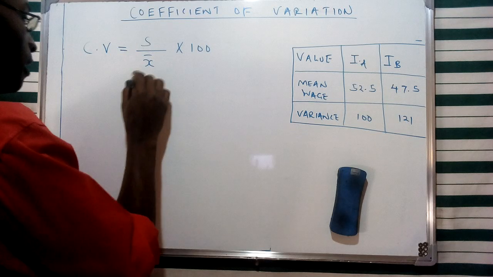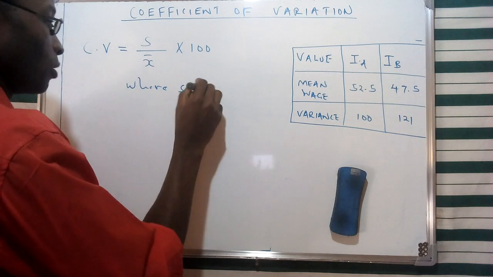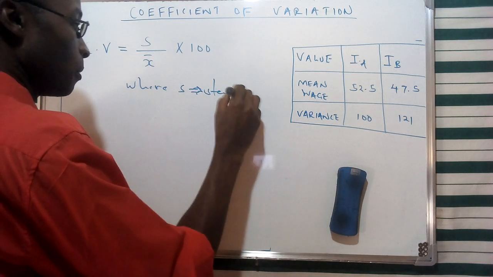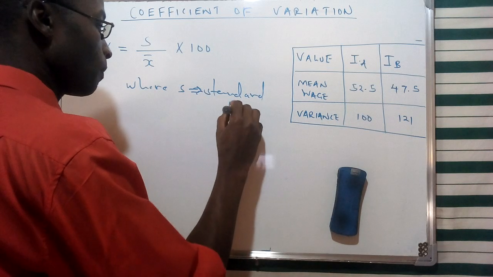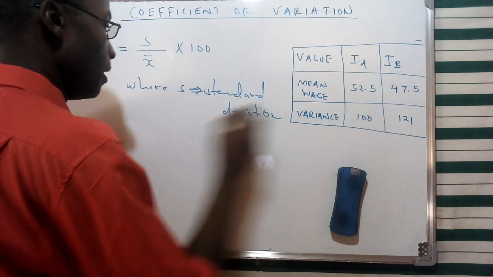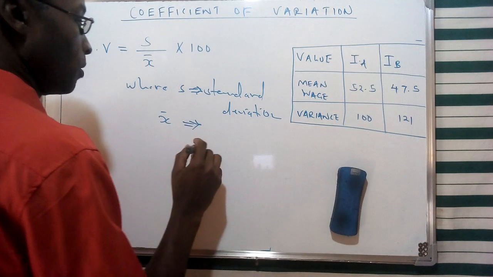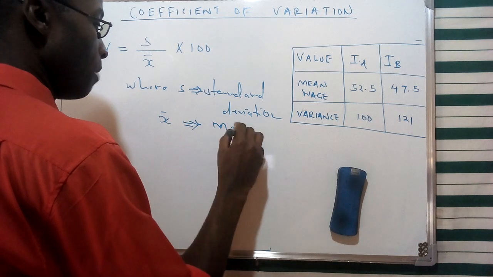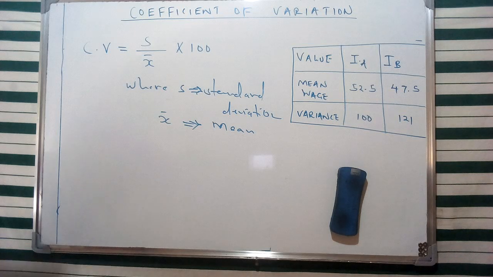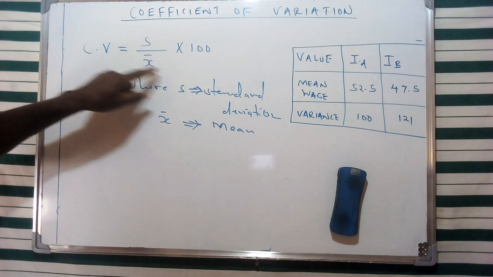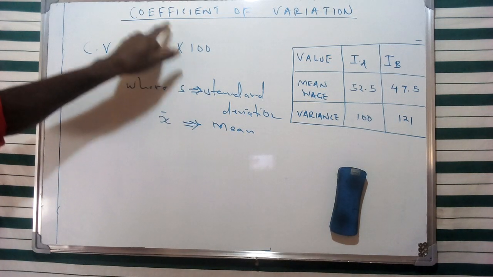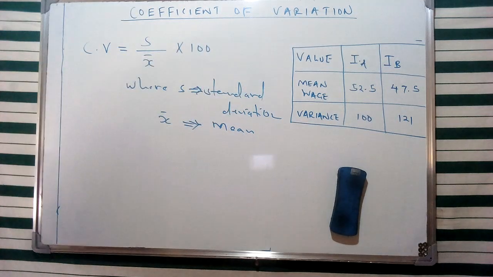In this case, this is going to be the standard deviation, and this second aspect is going to be our mean. So the ratio between the standard deviation and the mean expressed as a percentage is going to represent our coefficient of variation, given as such.